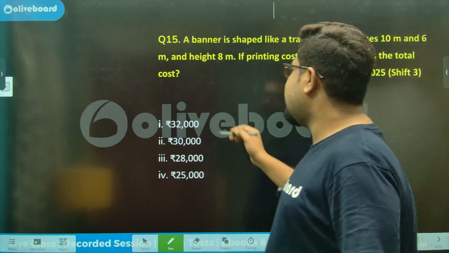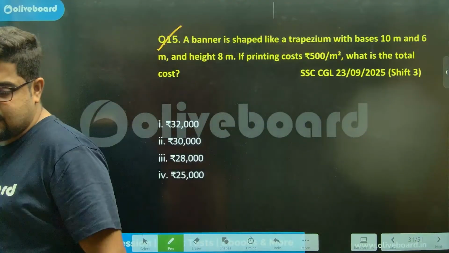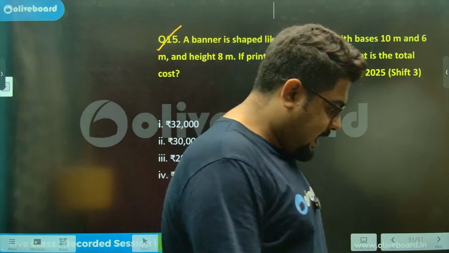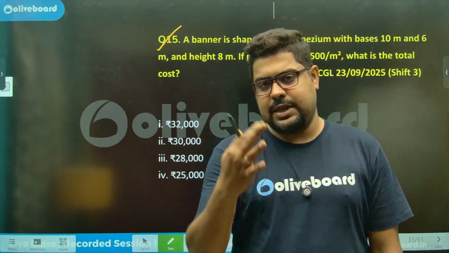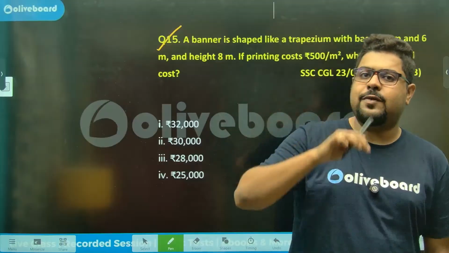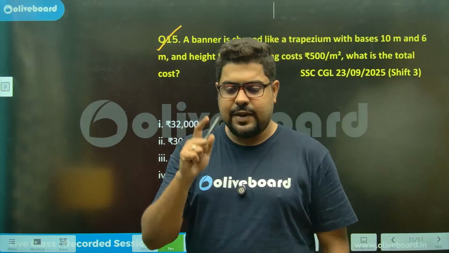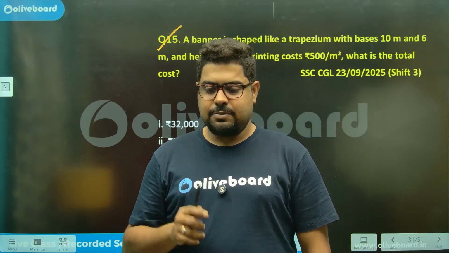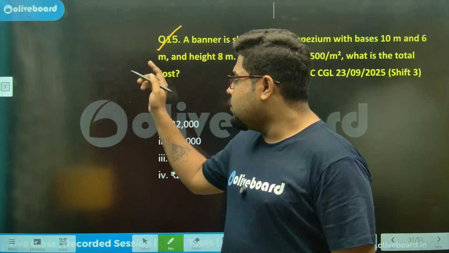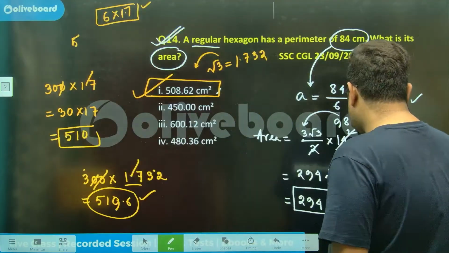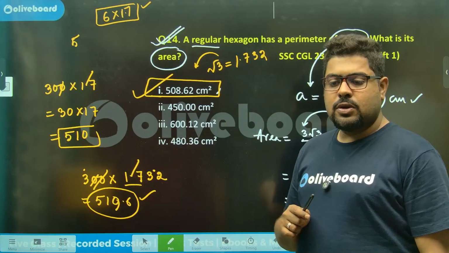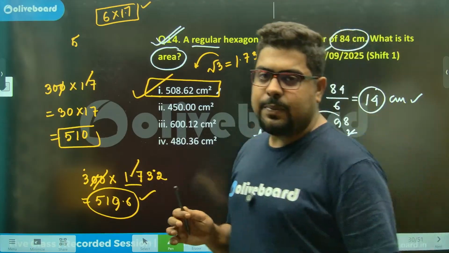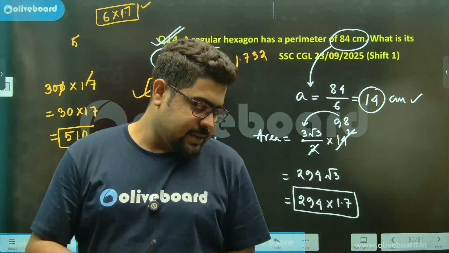Moving on, sir. Again a trapezium. Perfect. Verified with calculator. If you verify with 1.7, you will get 500. I'm that much confident. You verify the same thing, brother. 294 into 1.7, you do. Just tell me the result.